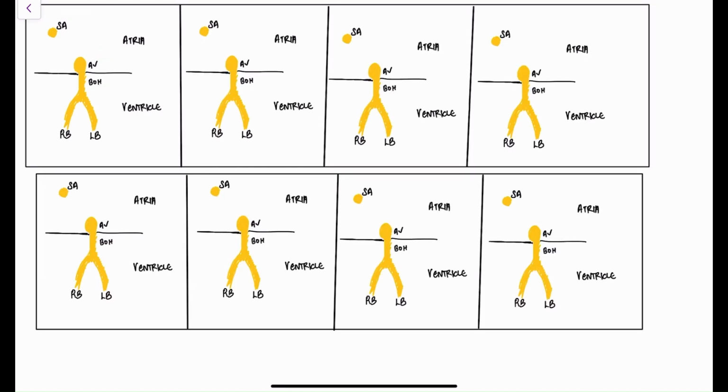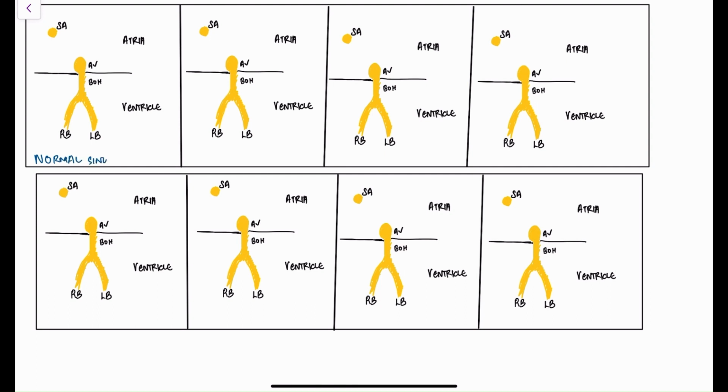We're going to draw a bit of a diagram over here which shows the AV node with the bundle of His and the right and left bundle branches. We're going to divide it. The atria will be above and the ventricles below. That is the sinoatrial node. That is the AV node. You've got the bundle of His, the right bundle and the left bundle. We're going to copy that image multiple times so we can understand all types of supraventricular arrhythmias.